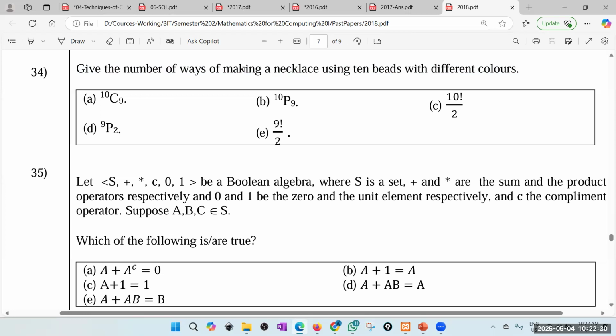Number of ways of making a necklace using 10 beads with different colors. These 10 are of 10 different colors. It says different colors. What is your answer? Now, what kind of a question is this, which model?